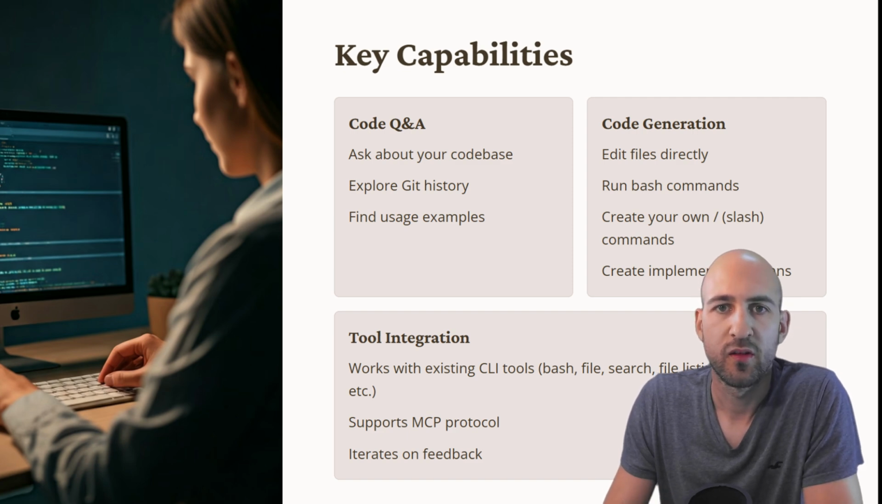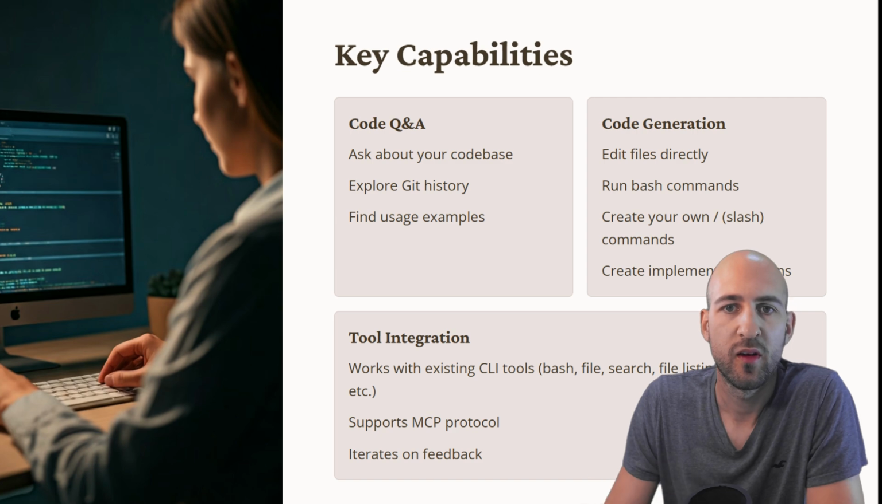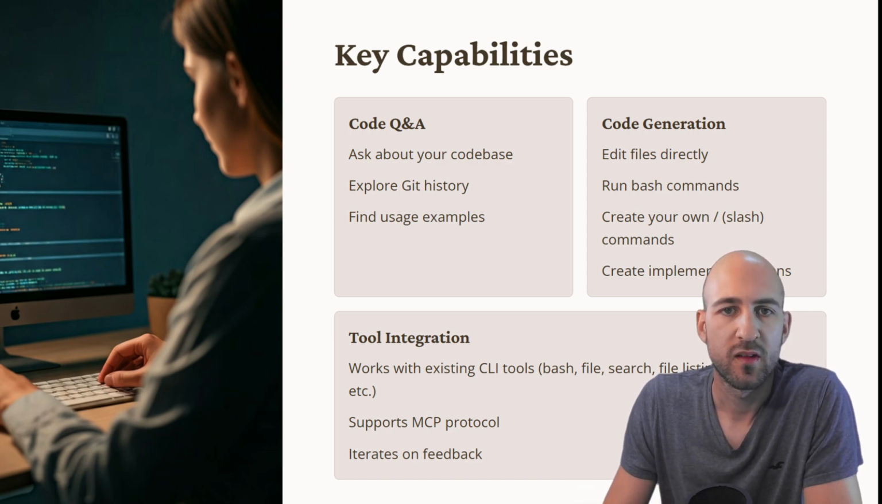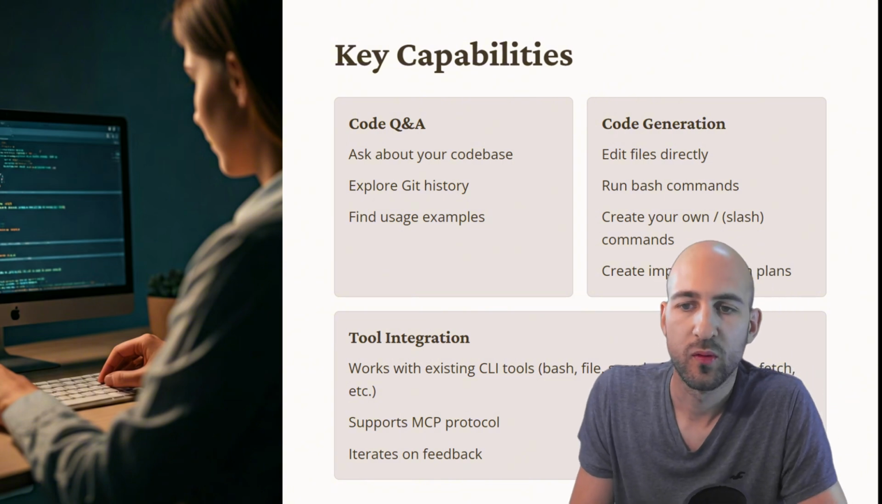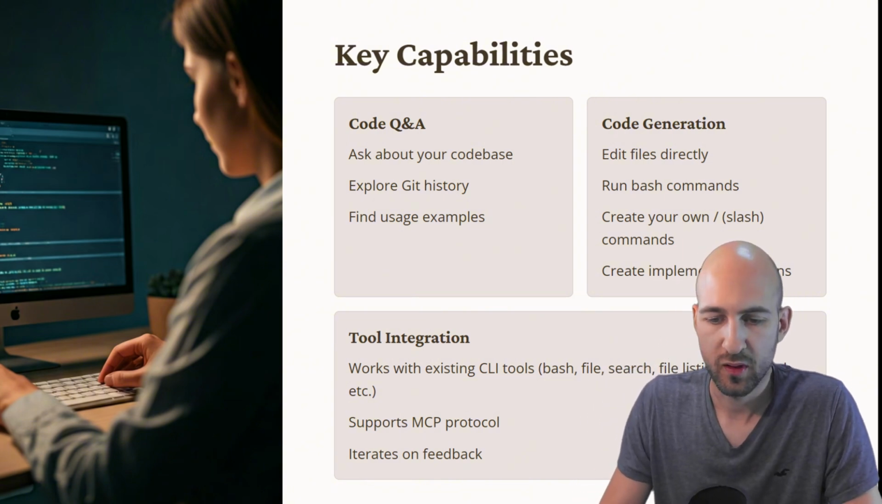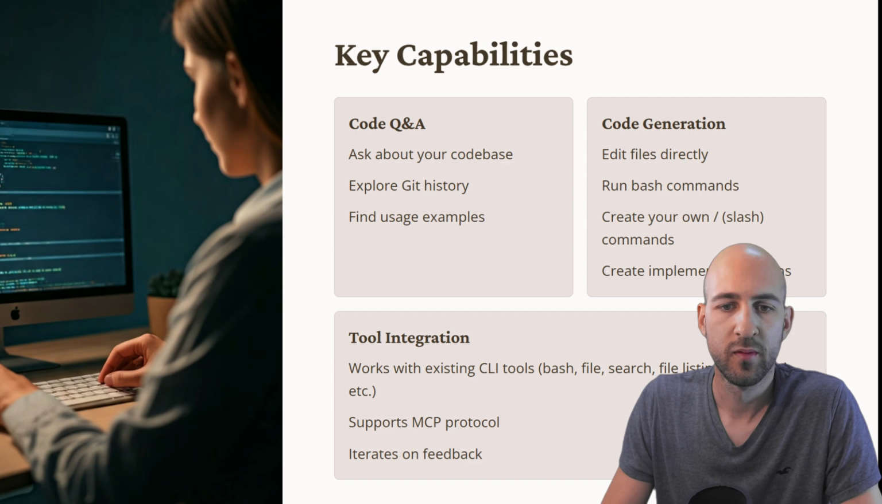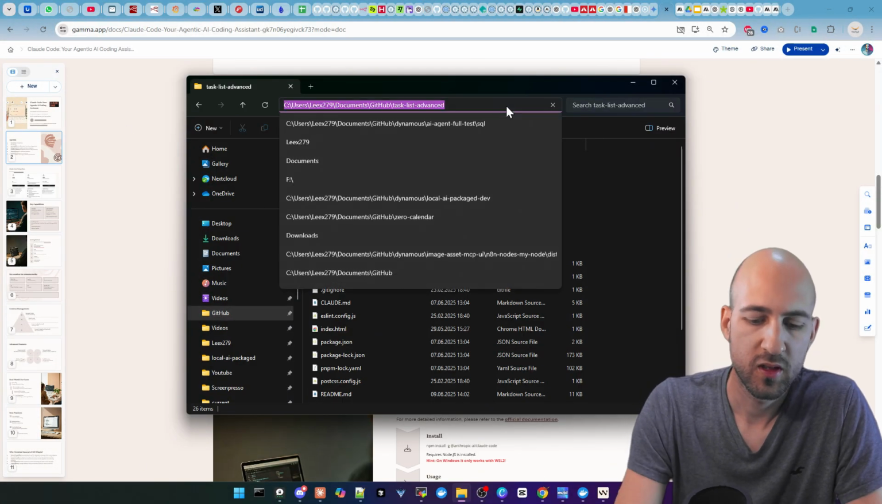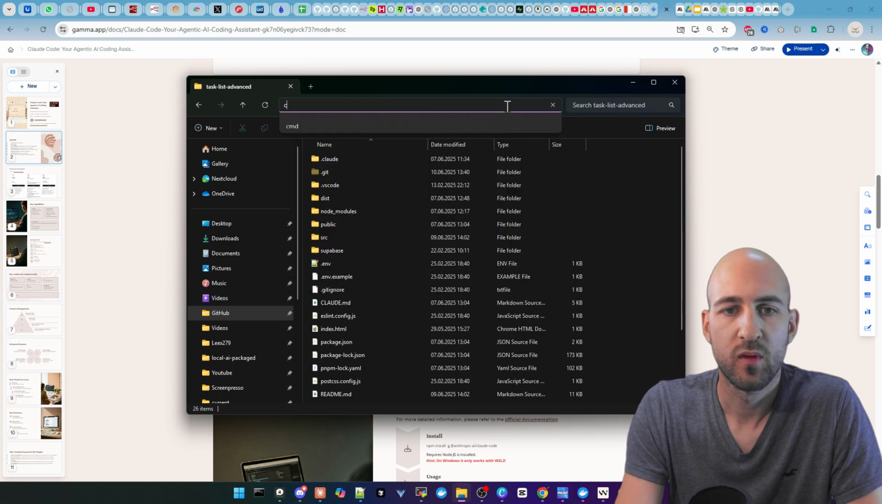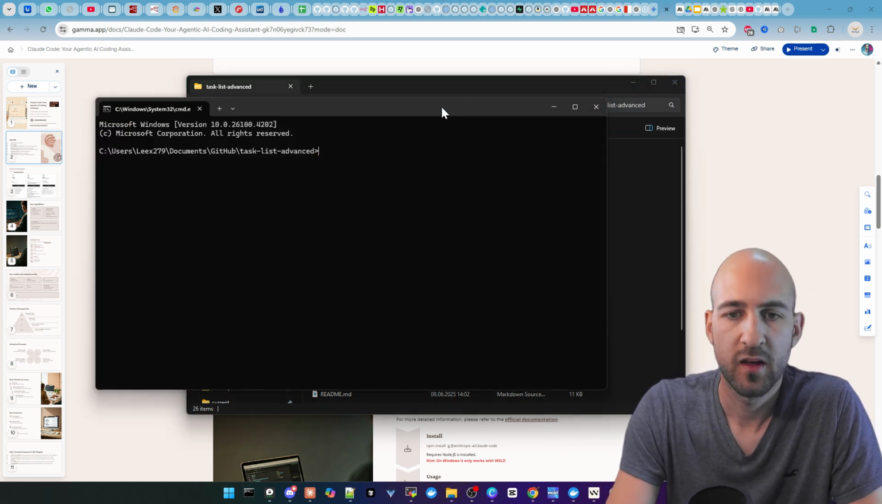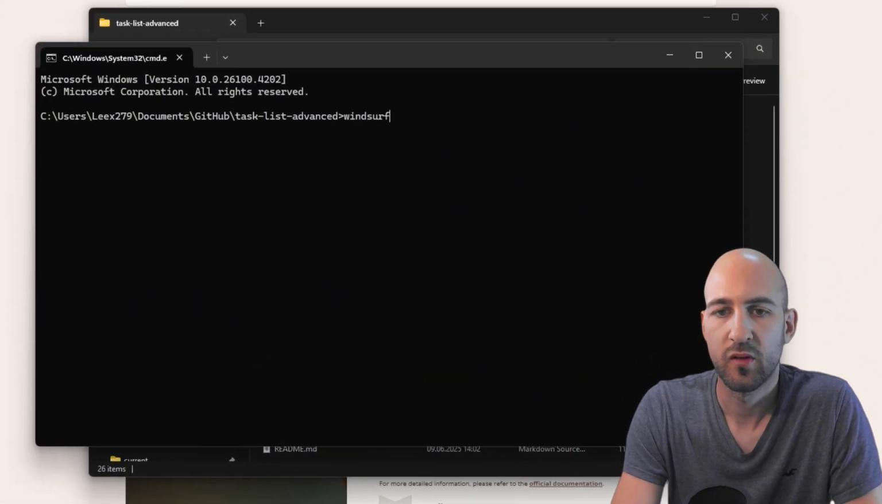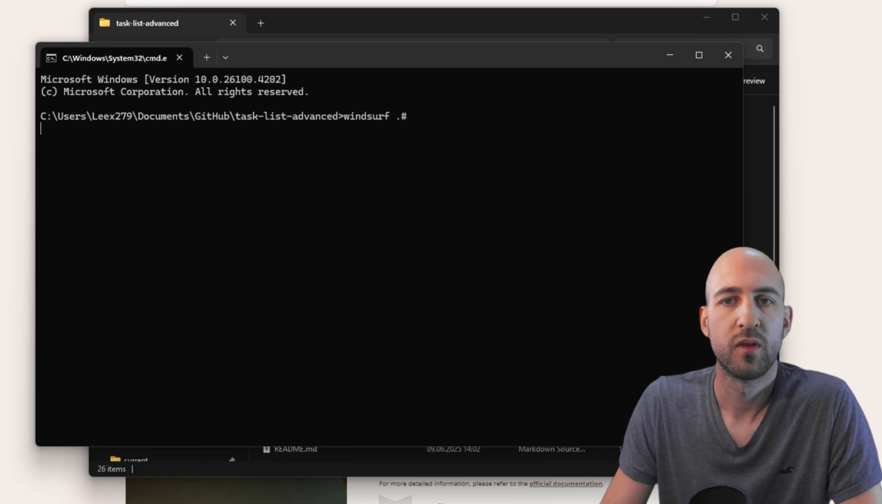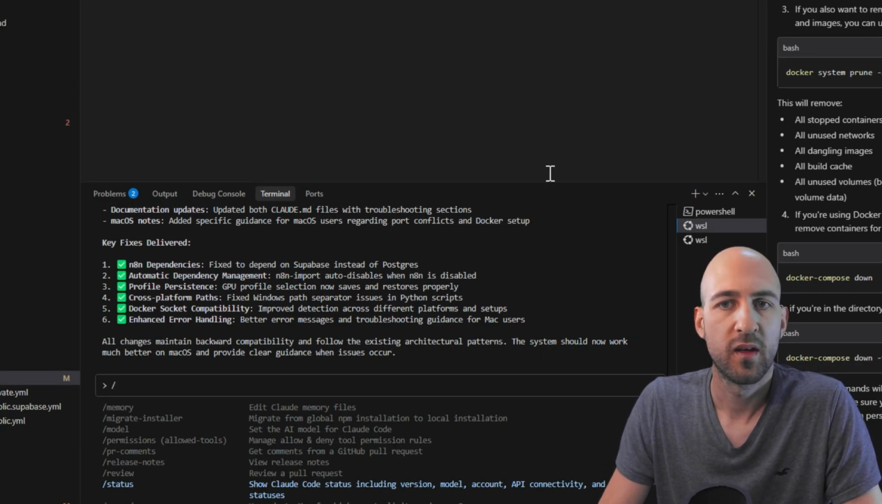ClaudeCode is directly in your terminal, so you don't have an IDE around it, so you can use it everywhere. You just start it in the IDE you want. So we can do this right now, and I show you how I open it. If we go to my task list advanced folder, I have it open here. I'm on Windows, and I just type cmd here to open my command line. And then I want to use Windsurf. You can also use your preferred IDE, just Visual Studio Code or whatever. But I use Windsurf here, so Windsurf dot, and it opens.